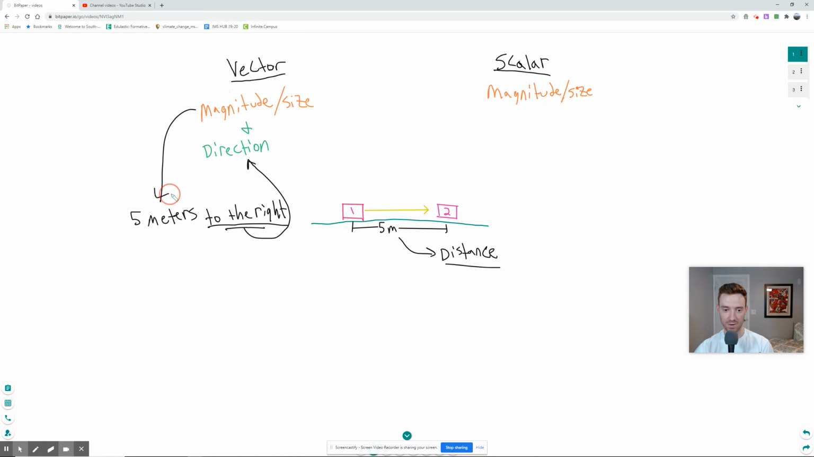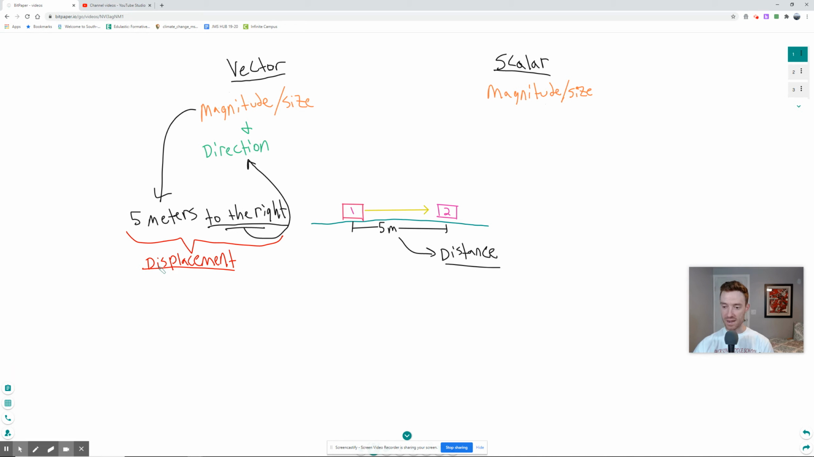So magnitude, 5 meters. Direction, to the right. Now it's a vector. And what do we call this vector? This vector right here is actually called something called displacement. It's distance with a direction, okay? That's displacement. So there's 2 terms down, and let's keep going.